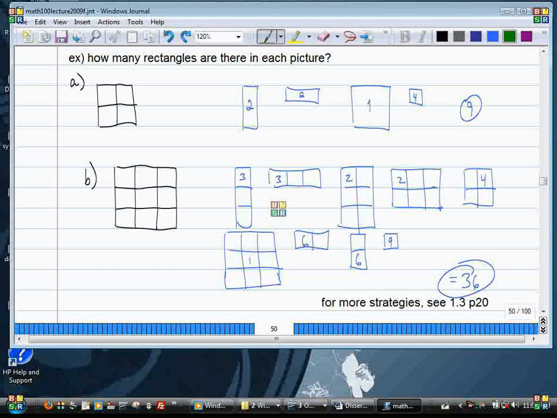So, what kind of rectangle is this one? How could we describe that rectangle? It's 3 by 1. I'm going to use down. Well, you could call it 1 by 3, but I'm going to call it 3 by 1. I'm going to go down then across. Okay. So this is a 3 by 1 rectangle. What about the next one? It's a 1 by 3 rectangle, etc., etc. So we could organize our information in that way.